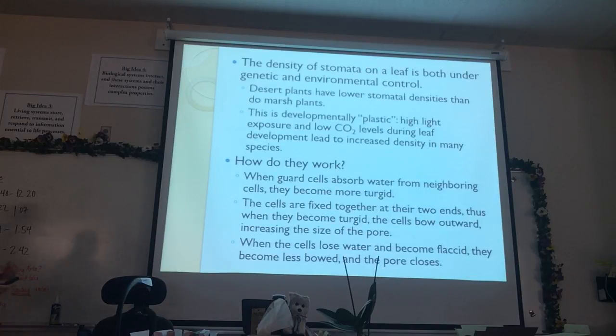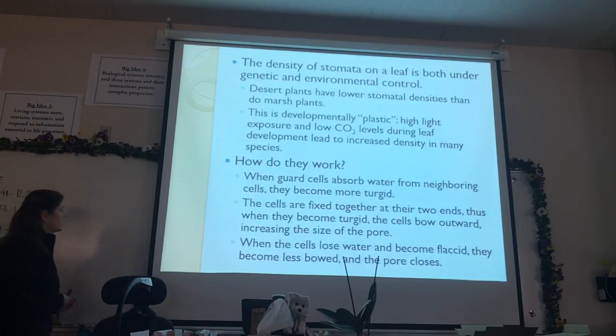So for example, a lot of light exposure and low CO2 levels during development is going to lead to increased density of stomata. Well, that makes sense because if we don't have much CO2, you're going to want more stomata to get all the CO2 into the leaf that you can, because remember, we need to be able to photosynthesize, and CO2 is a reactant for that. So how do the guard cells work?